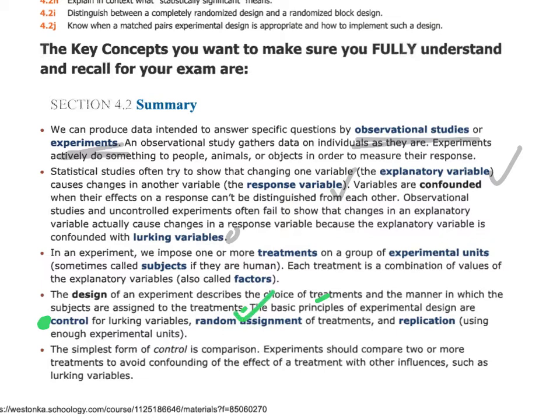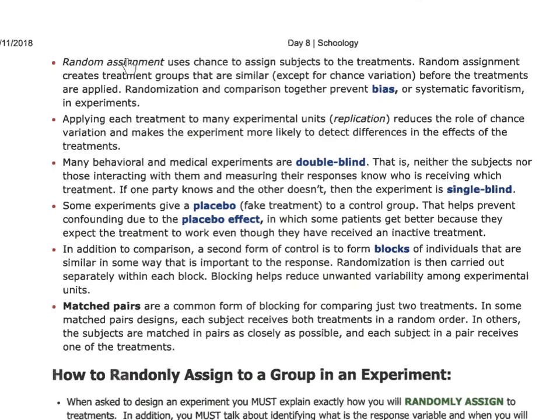Random assignment of the treatments is very important. That's why we create SRSs to have a good assignment of our studies. And then replication. Remember, replication in this case means using enough experimental units. It means having a large enough sample size. Talking a little bit more about random assignment, the one thing that is really good is this last statement, that randomization and comparison together really help prevent bias amongst various people in your study.